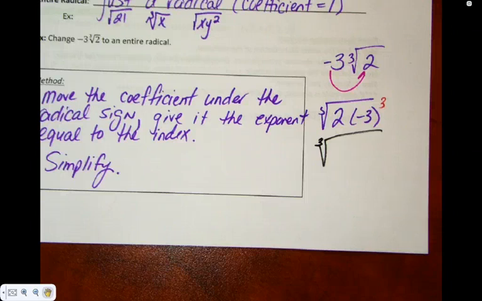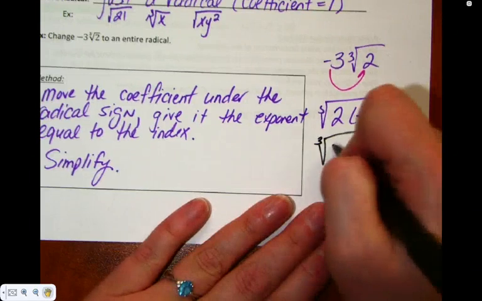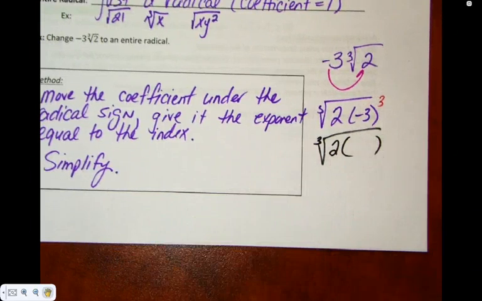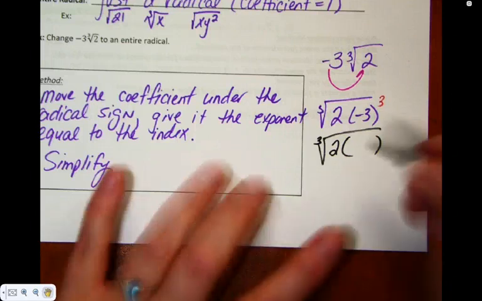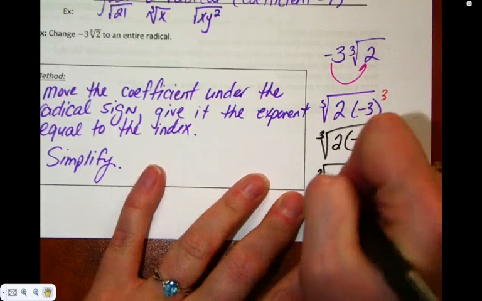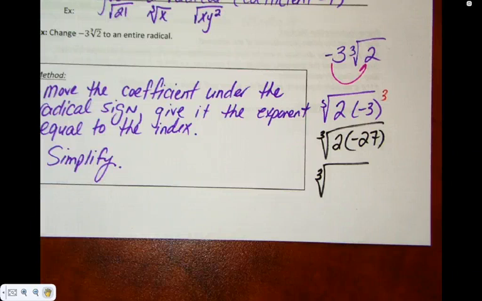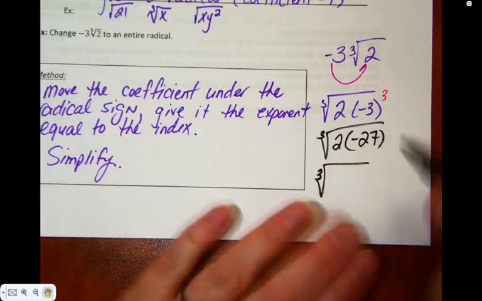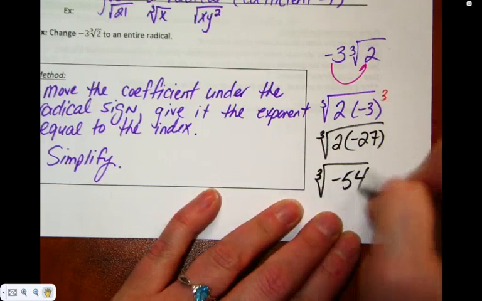The next step is BEDMAS. So what comes first, multiplication or exponent? Exponent comes first, so I'm going to leave the 2. I'm just going to evaluate negative 3 times negative 3 times negative 3, which is still bracketing at this point because I still want to keep my multiplication. And the last step is just to multiply together, so 2 times negative 27, negative 54.